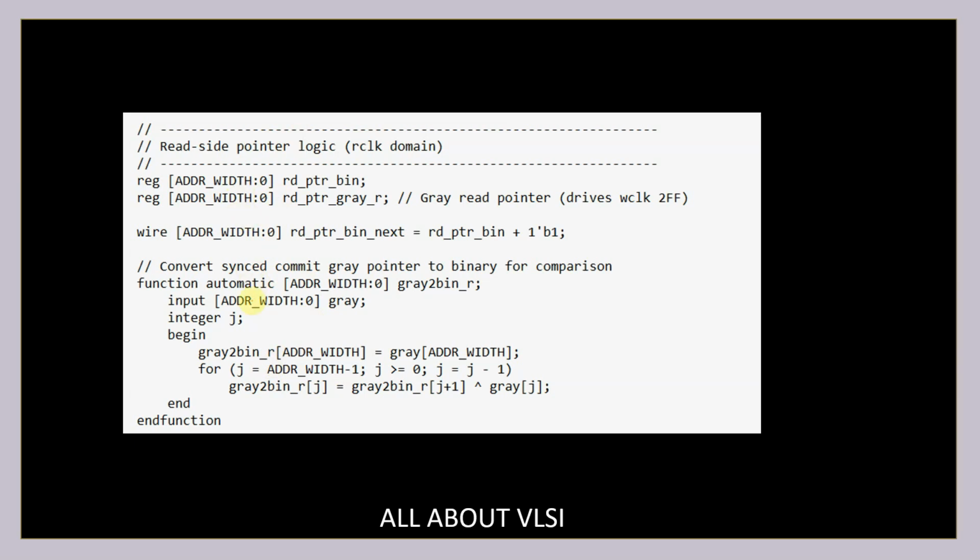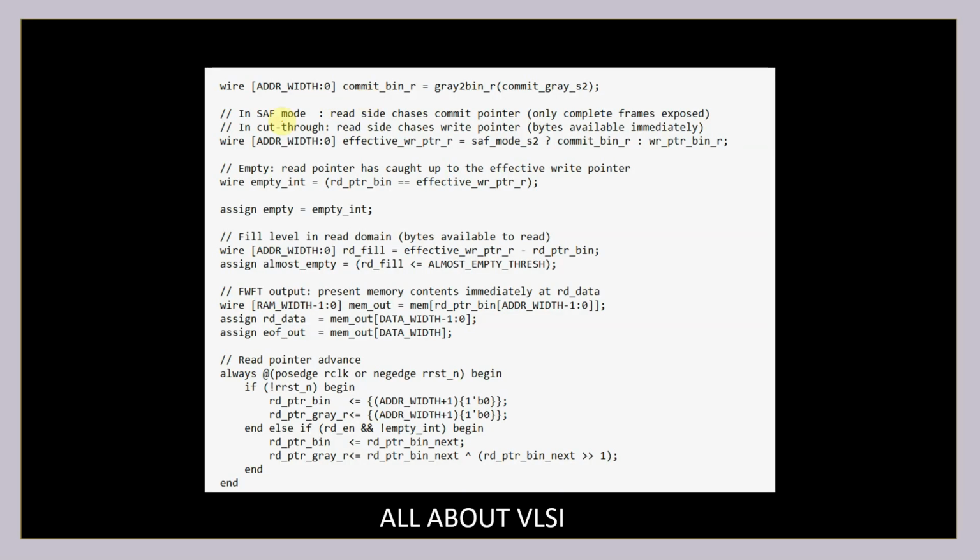In the read side logic, first of all, whatever write pointer was sent, we are going to convert it from gray to binary. Then, first of all, we have commit underscore binary underscore r. In this signal, we are going to store the write pointer value. So we call the gray to binary function on commit underscore gray underscore s2. This signal I have shown you, right?